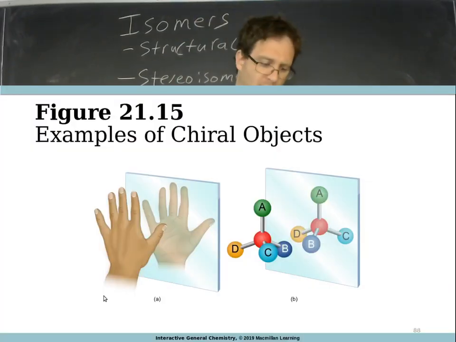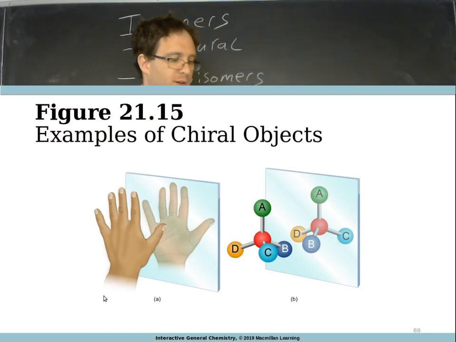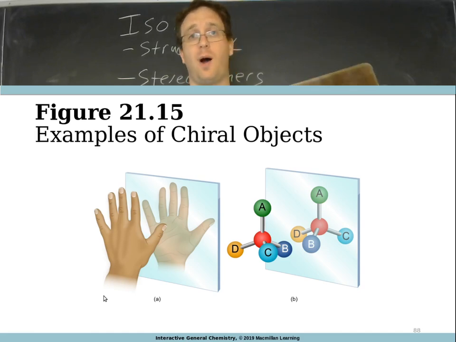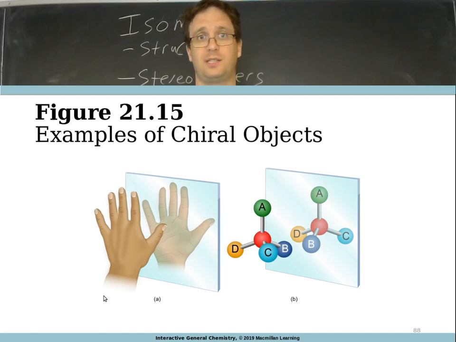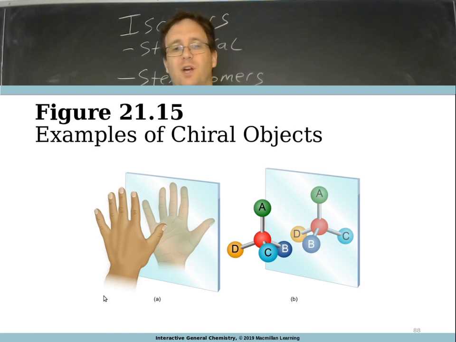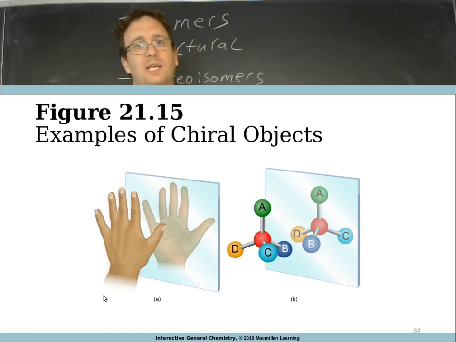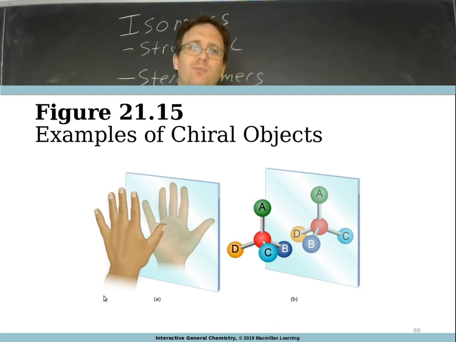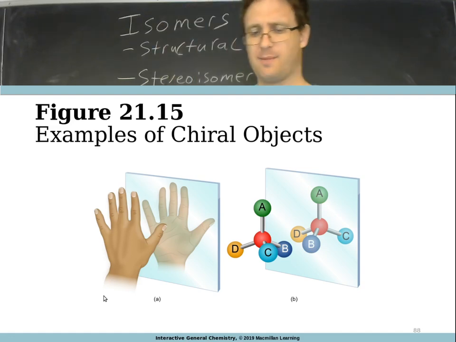An optical isomer is a molecule which is chiral. So a chiral molecule has optical isomers. A molecule with optical isomers is said to be chiral, which makes those almost synonyms of each other. And what it means for an object to be chiral is that its mirror image is not superimposable on itself. And so we've got an example up here of a hand.